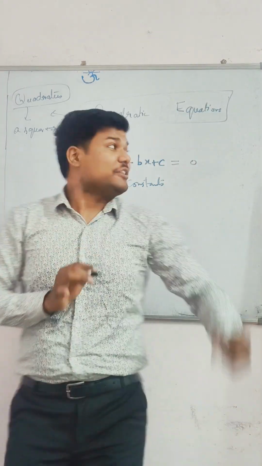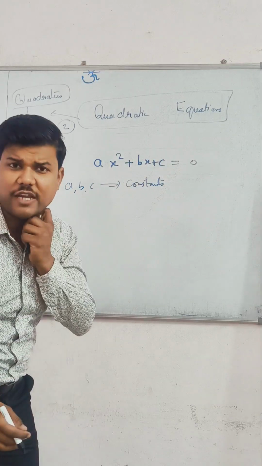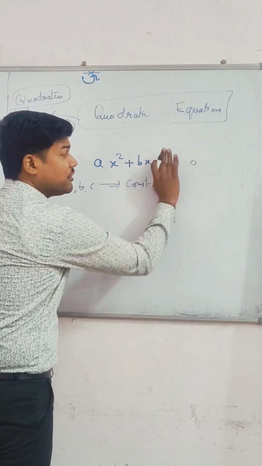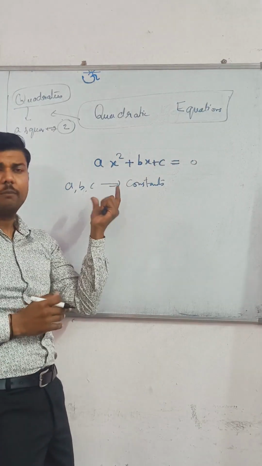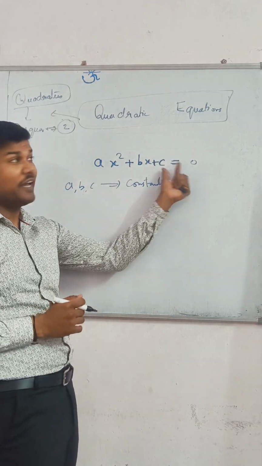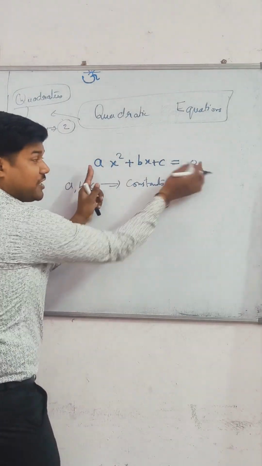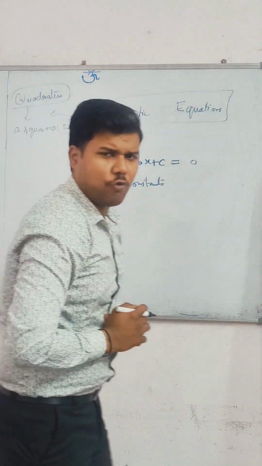They have some fixed values, 1, 2, 3, 5, 4, 6, whatever fixed value, and x is the variable over here, and this equal to sign we have used. If there was no equal to, then what would it be? Then it would be a polynomial. But due to the equal to sign being present over here, that is why it is called an equation. This is how a standard quadratic equation looks like. So we can put any values over here.